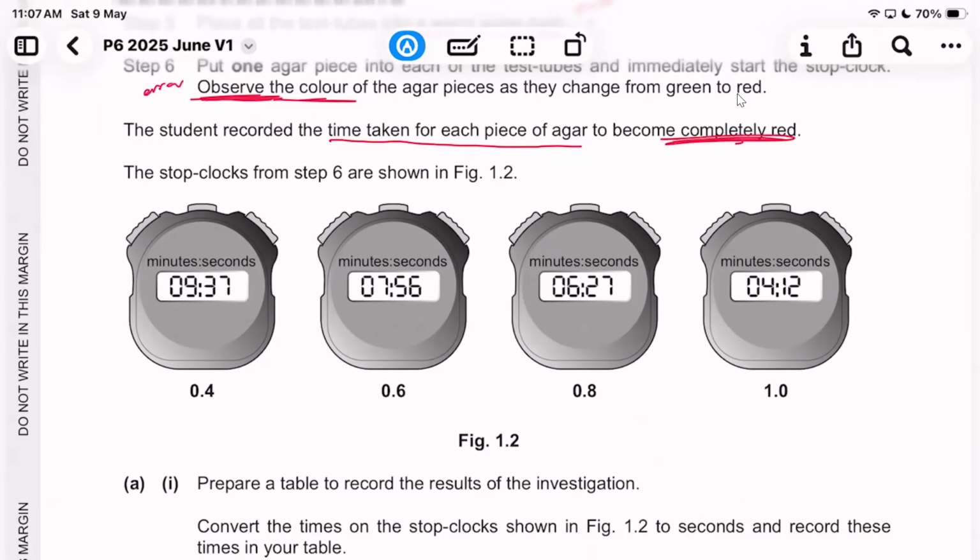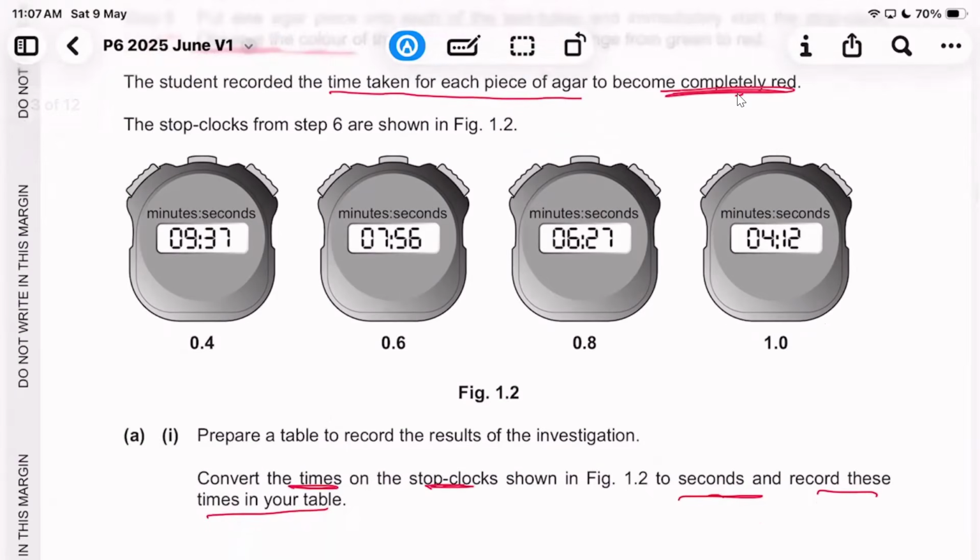Prepare a table to record the results of the investigation. Convert the times on the stop clock to seconds and record these times in the table. How can we convert it? In front of us, 9 minutes and 37 seconds. So we have to multiply 9 by 60 because 1 minute equals 60 seconds, okay, plus 37.